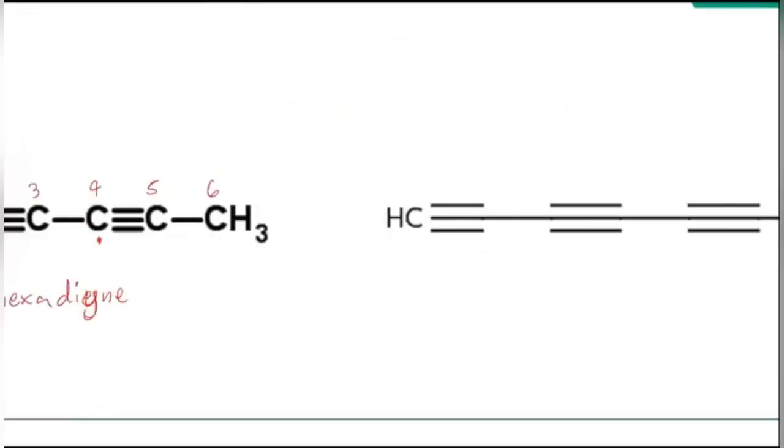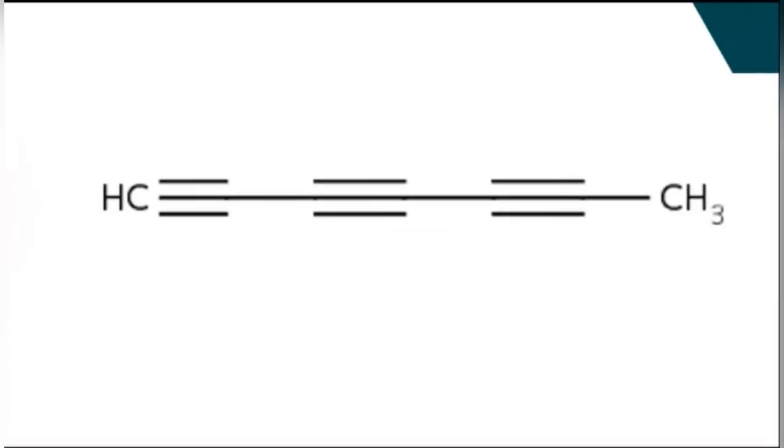For the next figure, we have this structure. Again, we have to count the carbons. In this case, the carbon nearest to a triple bond is on the left side, so we will start numbering from the left. 1, 2, there's a carbon here, that will be the third one, also a carbon here, 4, here 5, also here 6, then 7. So there are 7 carbons in the structure.